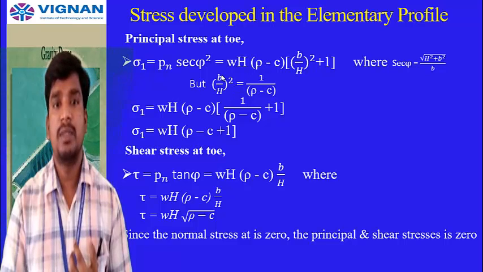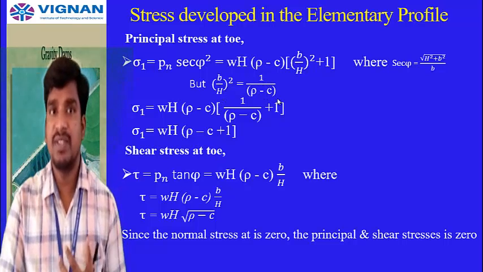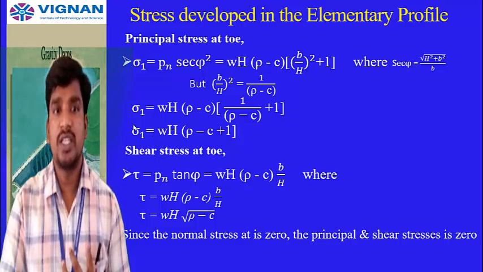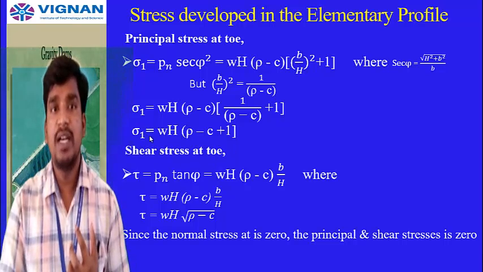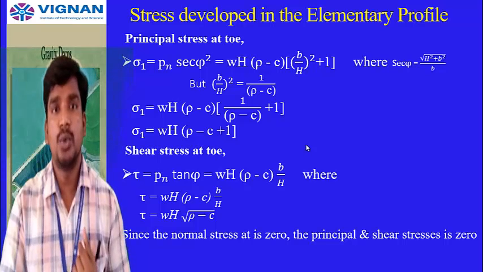Now, from the previous equation, we have seen that (V/H)² is equal to 1/ρ − C. From the previous equation, this is derived. So if you substitute 1/ρ − C in place of (V/H)², you will get the final equation like this. Then the normal stress, the principal stress at the toe, is given as σ1 = WH(ρ − C + 1). So this is the principal stress at the toe.